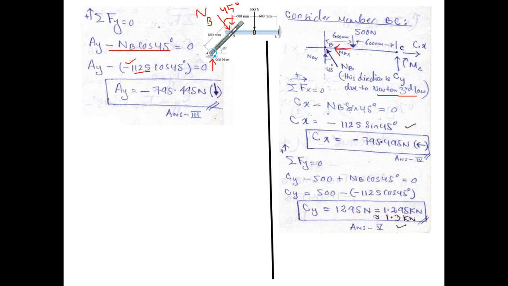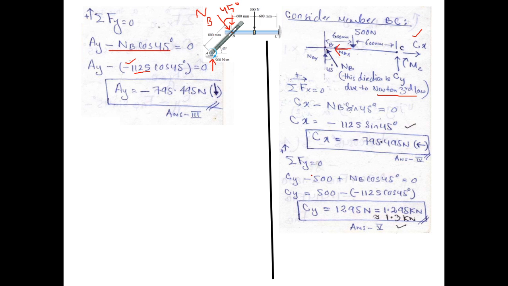When you take this NB sine 45 to the right hand side, it will become positive, but you know that originally NB was negative, so you have to again put a negative sign here, and you get the final value of Cx as minus 795.495. So you see that even this direction comes out to be negative. Originally we assumed it to be in the positive x direction, but actually it comes out to be in the reverse direction. So this negative is telling us that it is not acting like this, it is acting like this.